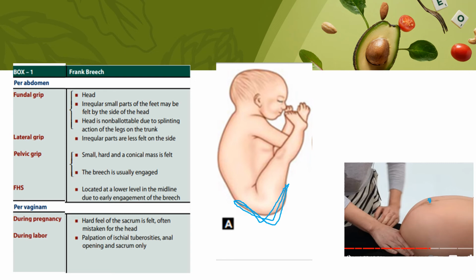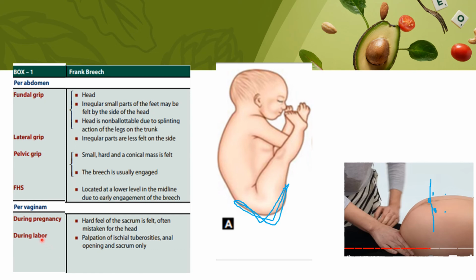See, this is the umbilicus. In frank breech, due to early engagement of the breech, the FHS is at a lower level in the midline, meaning here. Usually with a complete breech, above the umbilicus, here or here, we are able to identify the FHS. Because of the engaged breech, we can hear it at this place, the lower level of the midline.